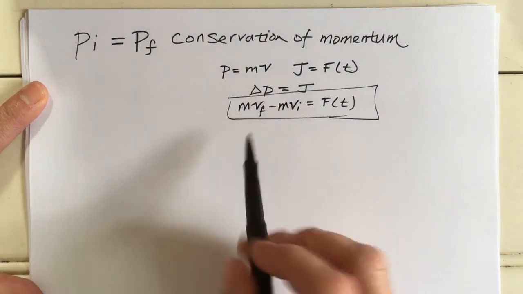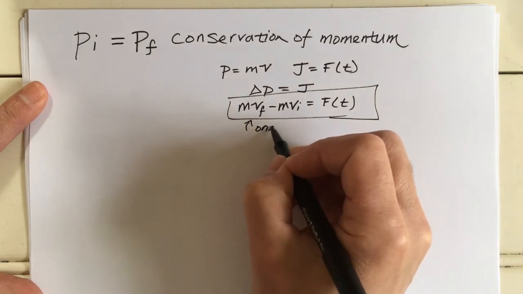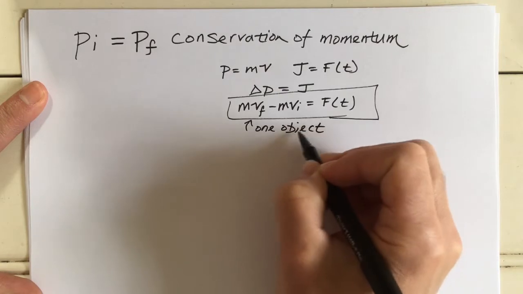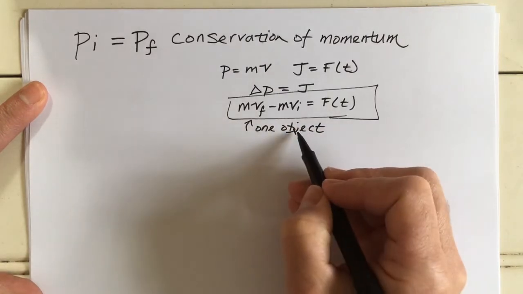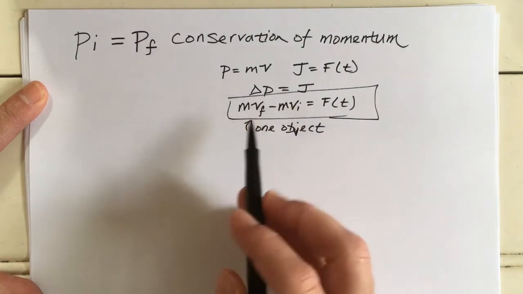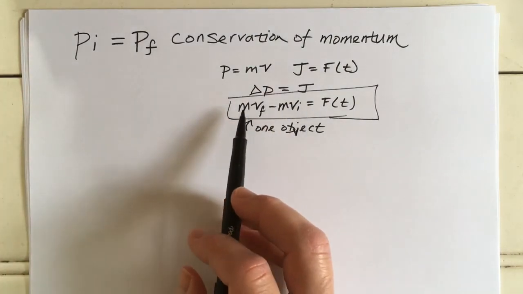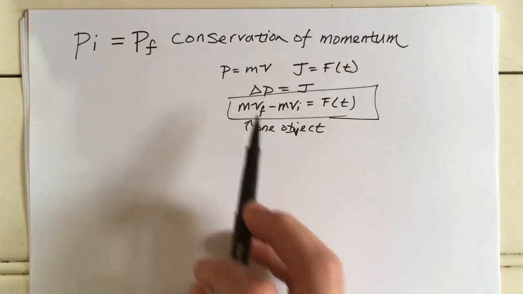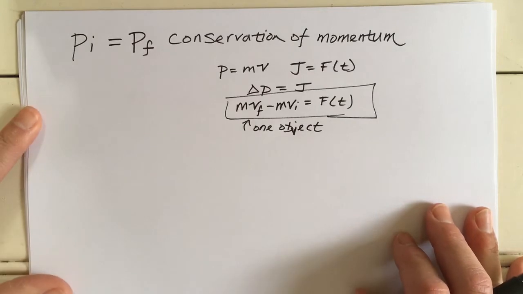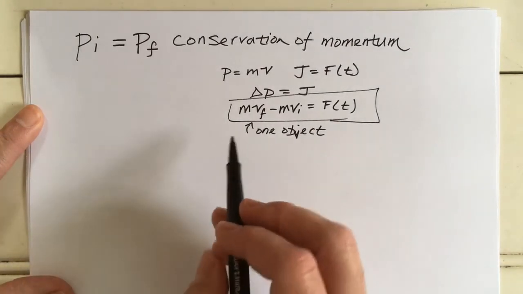Now, this is good when you're interested in one object. Maybe a ball collides with the wall, and all you care about is what happens to the ball: the force on the ball, the mass of the ball times the velocity initial, the mass of the ball times the velocity final. But there's two objects in that collision. So another way of looking at collisions would be using the conservation of momentum.